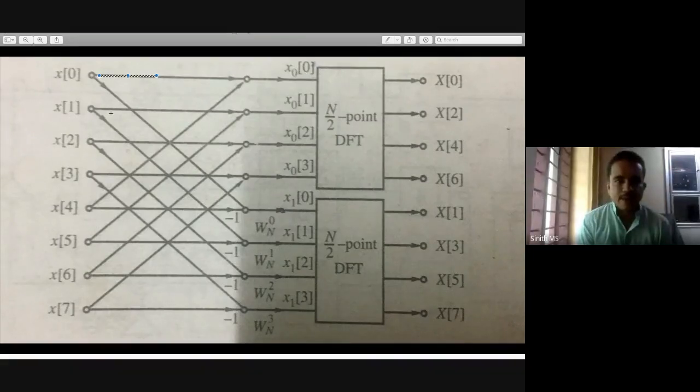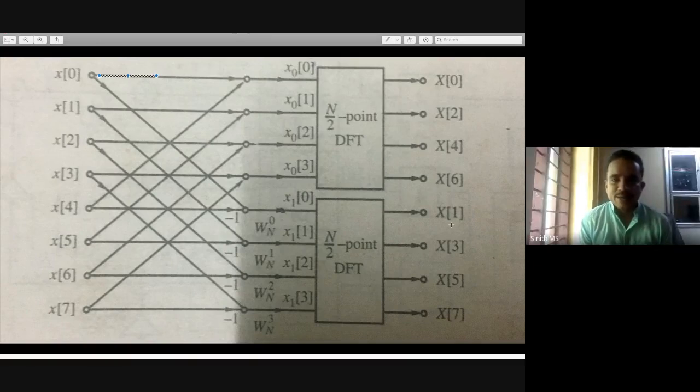Similarly, x1 and x5 are added together. So these are all k equal to 0, 2, 4, 6, etc. These are even values, and these are odd values. So your minus 1 raised to k will be 1 because k is taking even values. So when k takes even values, minus 1 raised to k becomes plus 1. So that's why x0 and x4 are added together to get x00.